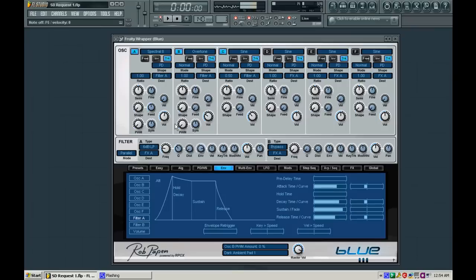And if you play chords with this, like I'm playing single notes, if you play chords, you get some pretty nice big sounds.